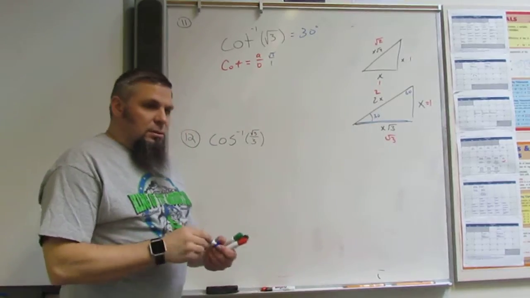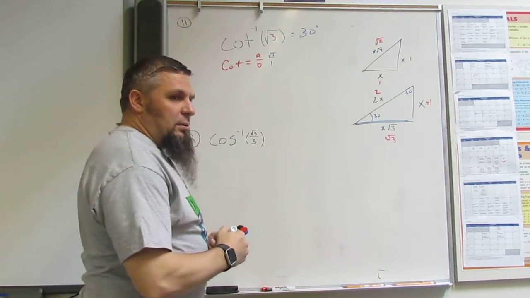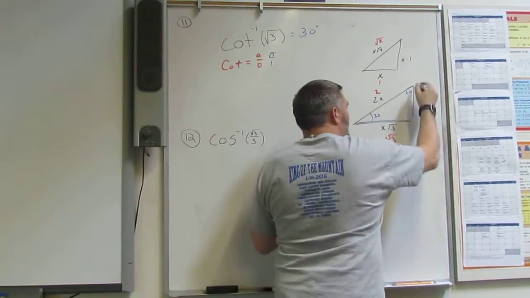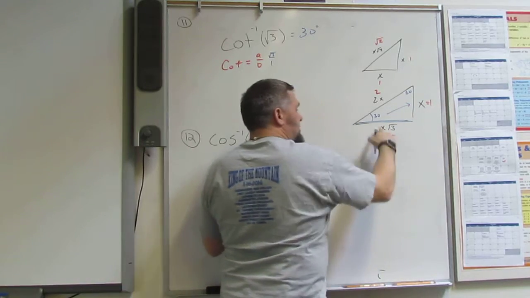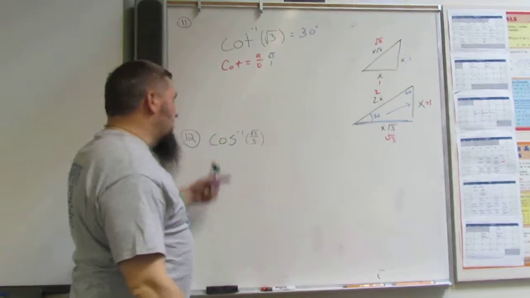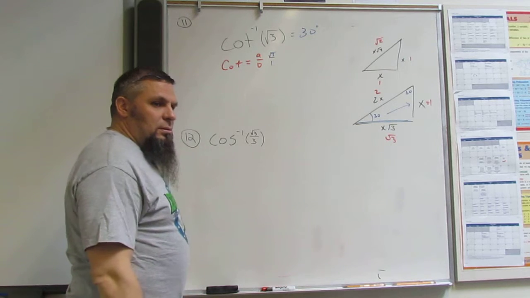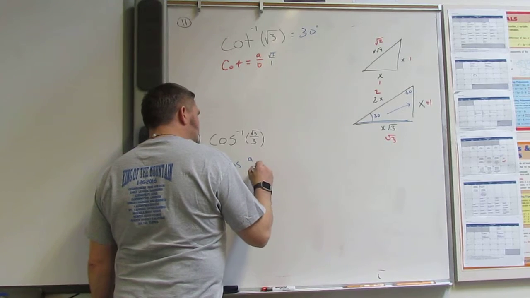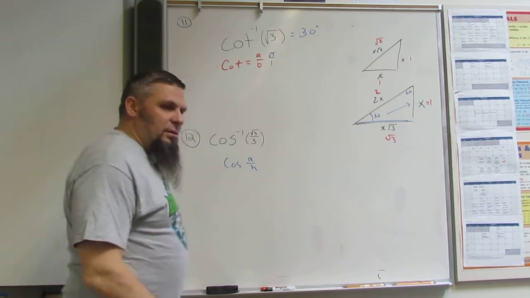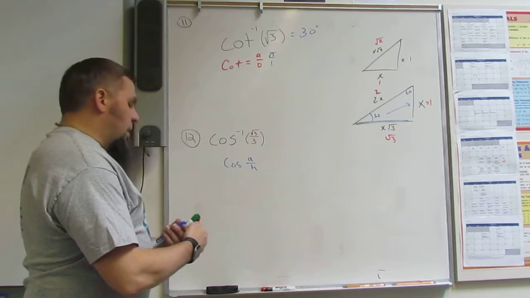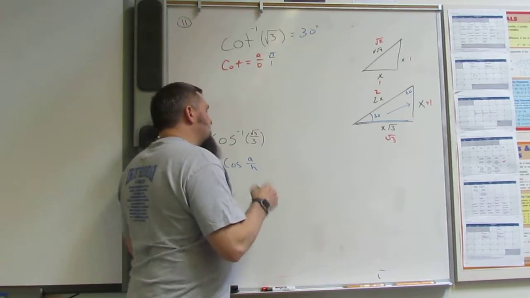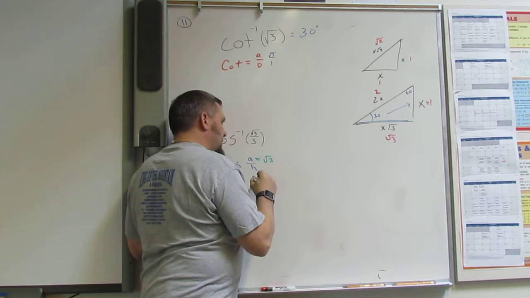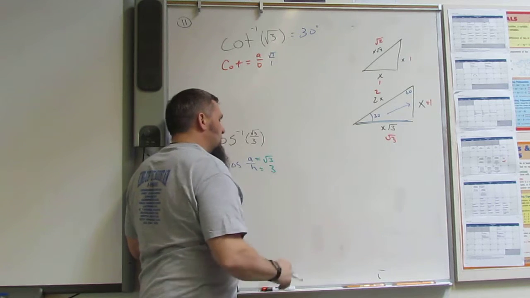That's it. Okay? Because this is your adjacent. This is your opposite. Adjacent over opposite. What's cosine? Cosine is equal to adjacent over hypotenuse, right? So, I need something where the adjacent has to equal the square root of 3, and the hypotenuse has to equal 3.